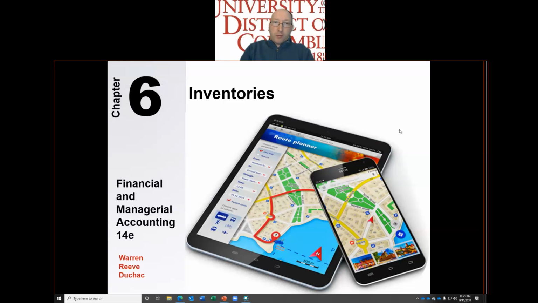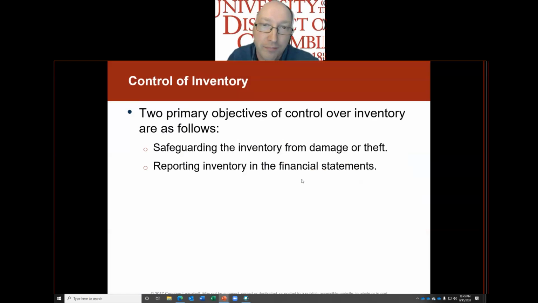Okay, welcome back. In this series, we're going to talk about inventory and how to record inventory from an accounting perspective and financial accounting. Okay, let's talk about inventory control. We all know that inventory are the goods that the business sells to customers. That's inventory.